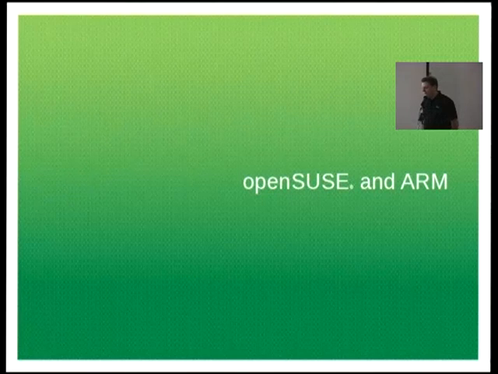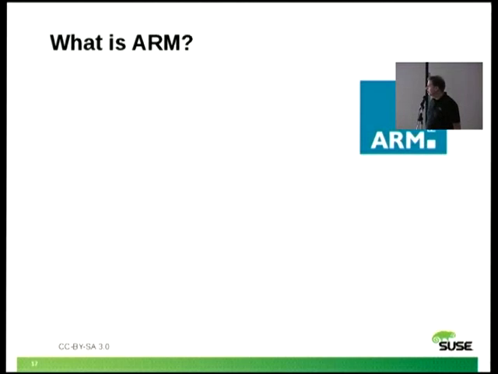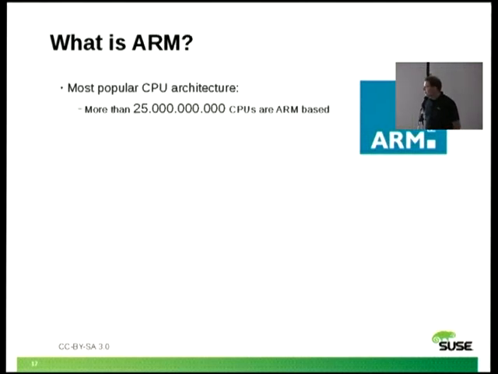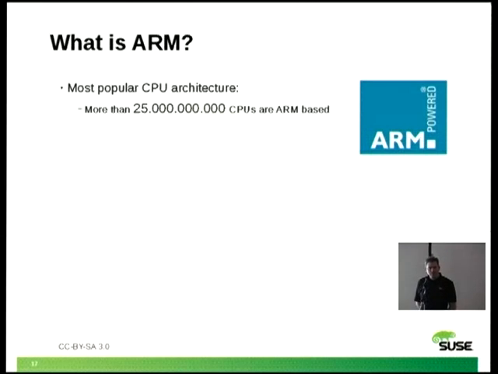Okay, so how did we start with OpenSUSE and ARM? First of all, what is ARM? ARM is the most popular CPU architecture, so that's one thing that I found quite interesting. There were more than 25 billion ARM-based CPUs sold. Of course, most of them end up in smartphones or in little small network devices, so you don't actually see it. But it's still a very impressive number, I think. Their slogan is low power leadership. So this gives you the impression of what they're heading for.